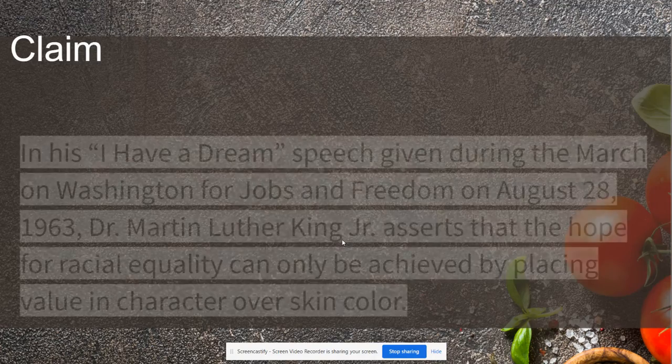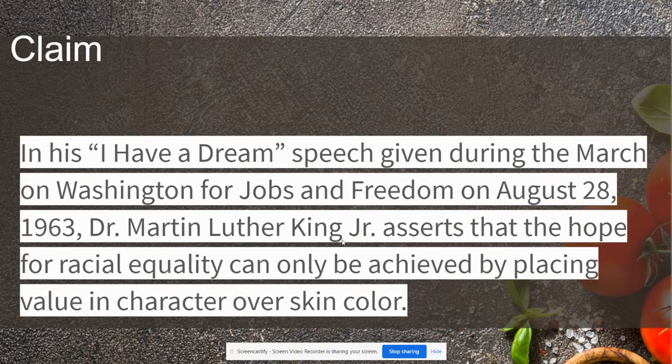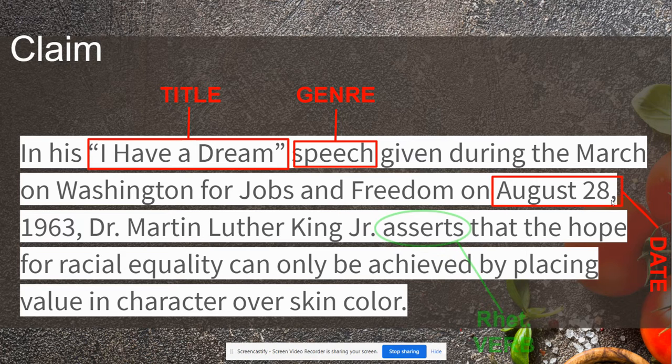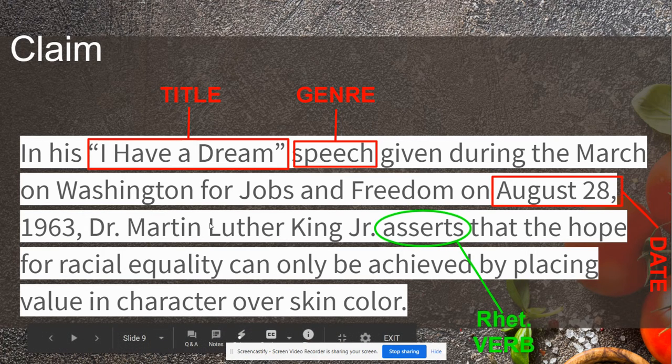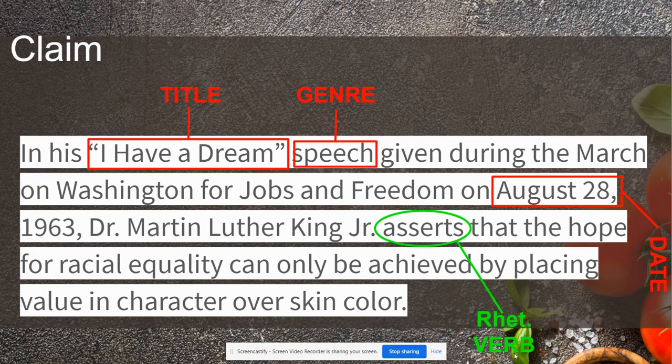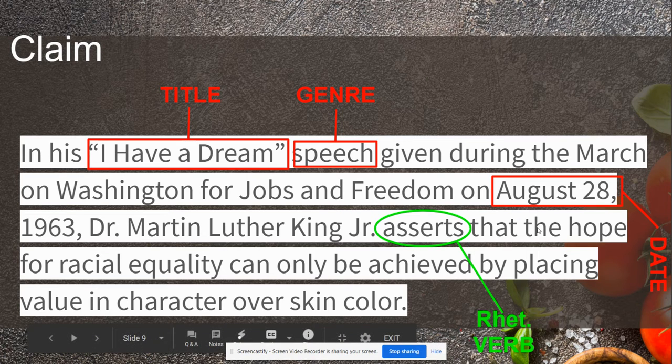So you see here in his I Have a Dream speech given during the March on Washington for Jobs and Freedom on August 28th, we have the title, we have what genre this is, it's a speech. We also have the date in the first clause. You'll put this all before the comma. Then we have Dr. Martin Luther King Jr., so the author, and then asserts. You need a rhetorical verb such as asserts, argues, defends, claims, that. And now this is going to be the thesis of what he is saying or whatever your author is saying.